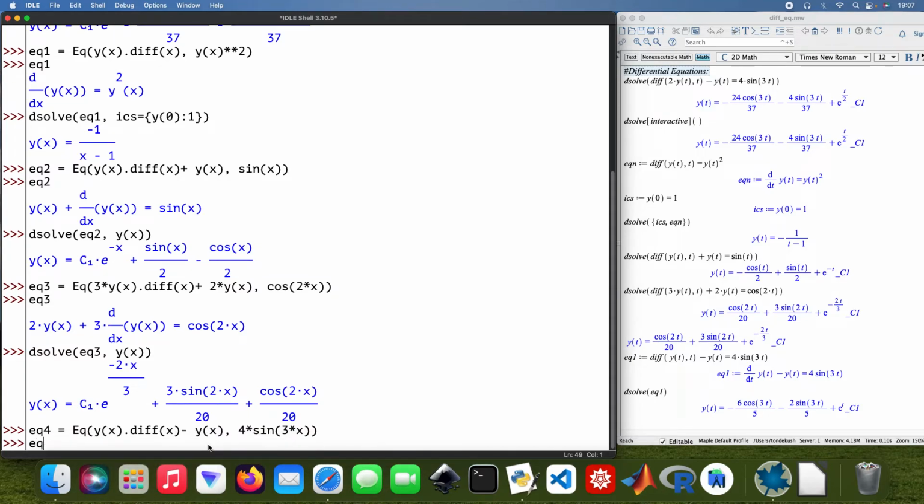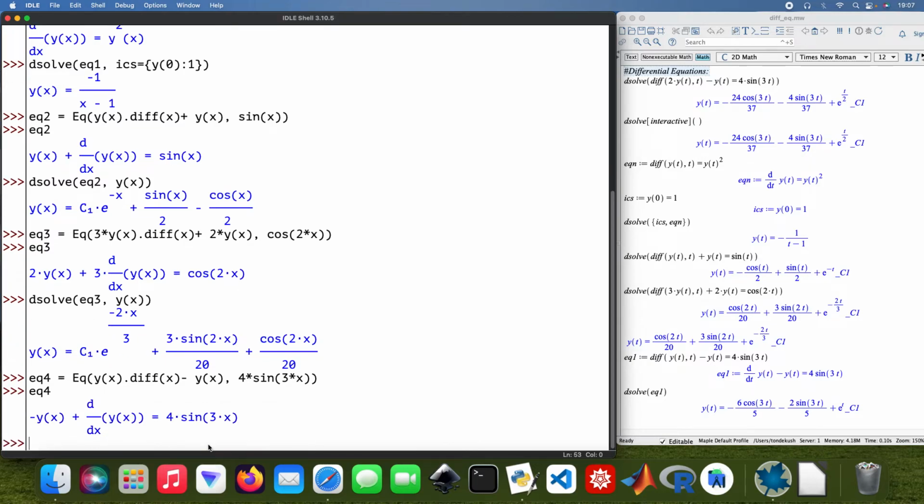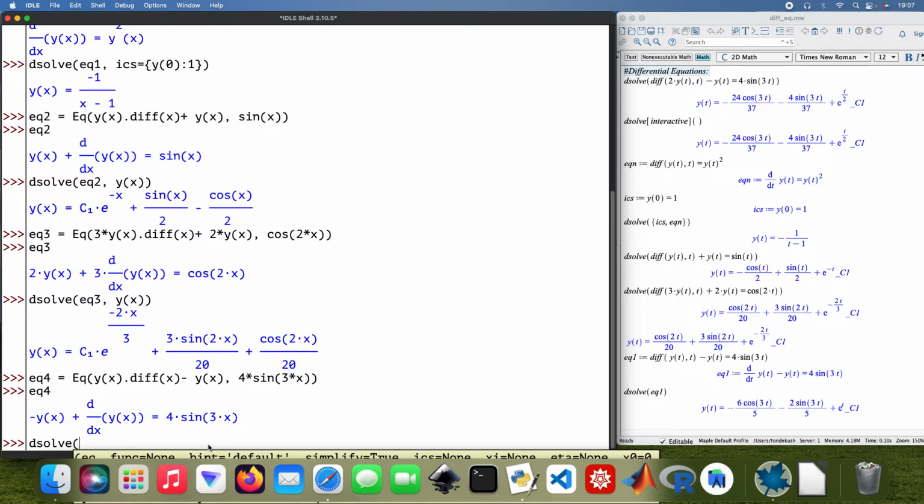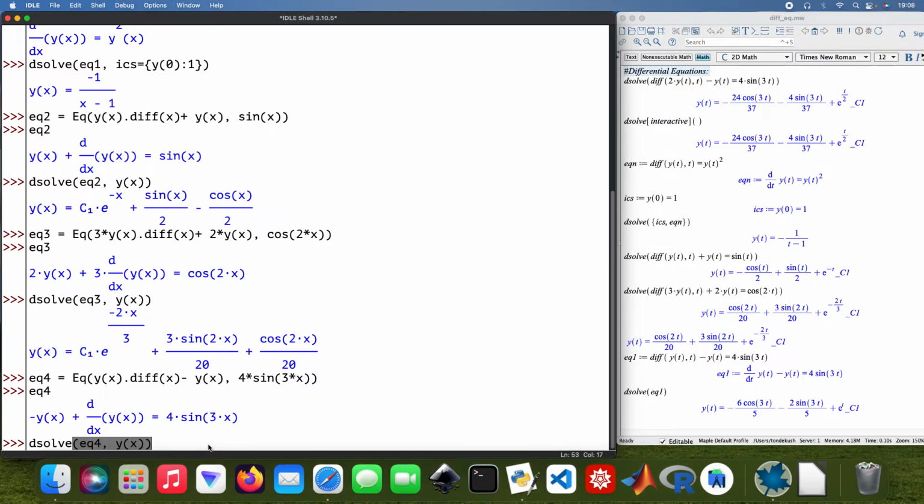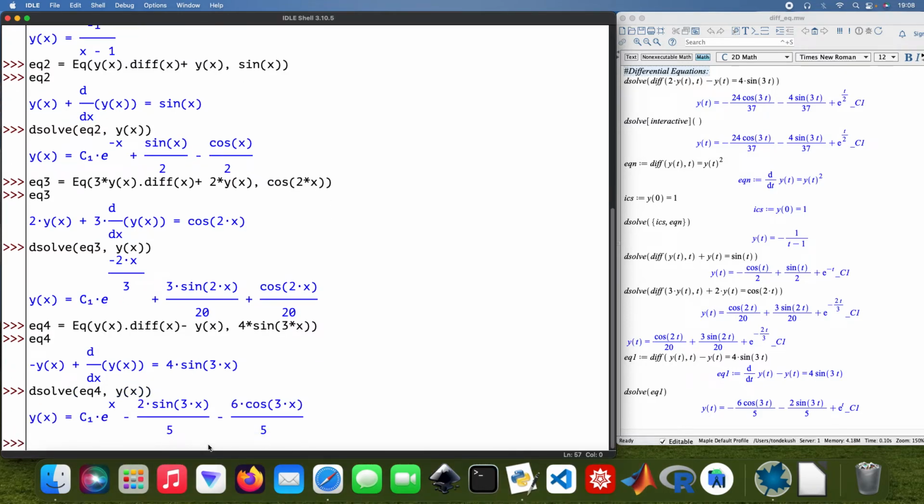So equation 4. Then to solve equation 4 is, and then the function y(x). Right. So there we are. So yeah. So that's the same as that. Okay. So instead of the t, I'm using an x.